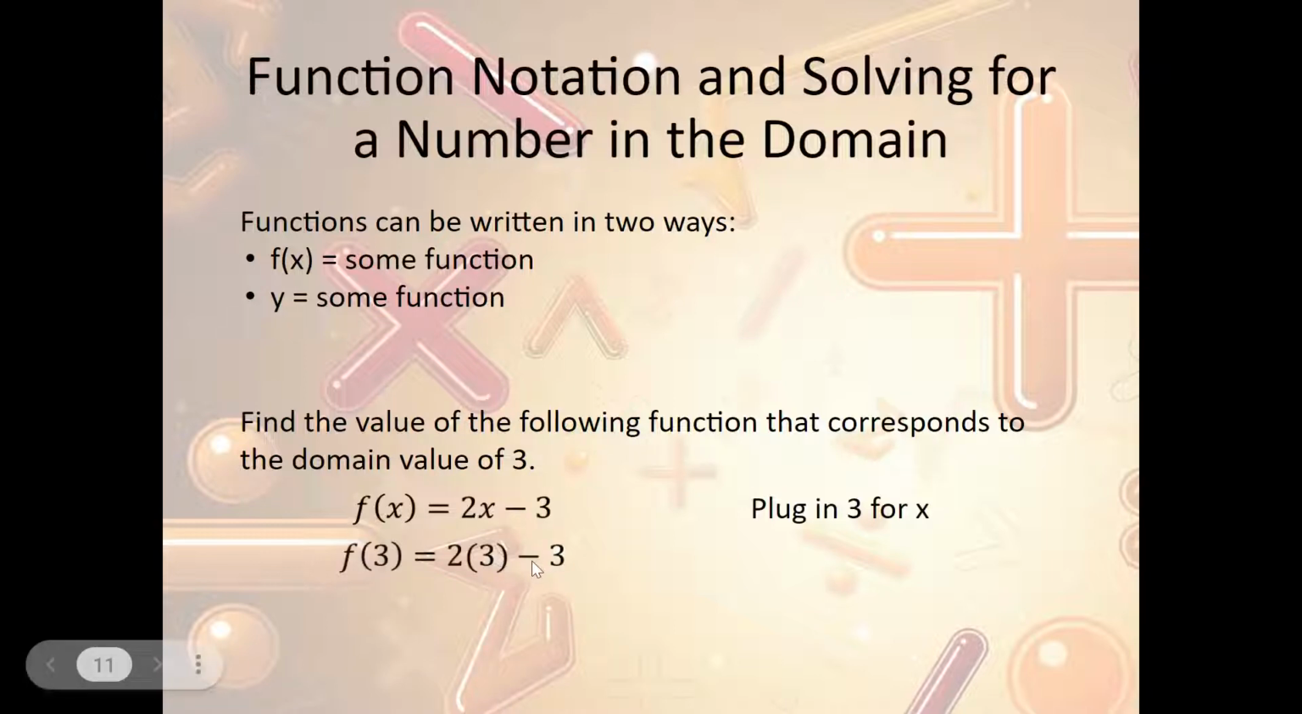Now I solve. So I'm going to multiply 2 times 3, and I get 6. 6 minus 3 is 3. So when x is 3, y is also 3. And if I were to plug in any other number, so let's say this was 4, I would just plug 4 in for x. If it was -8, I would plug -8 in for x. So whatever number they give you, that's the number you plug in for x and then solve.